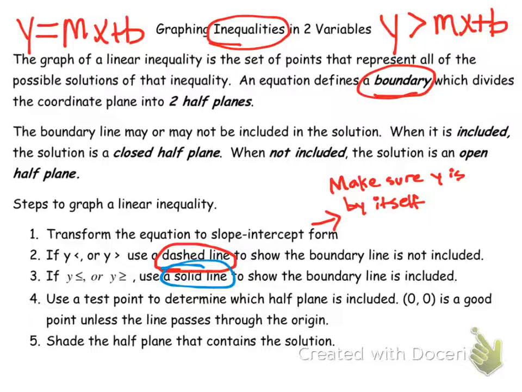And then number 4 is use a test point to determine which half plane is included, meaning which point would fit in your inequality. So a really good one to use is 0, 0, unless the line passes through the origin. Then you'll probably have to pick another one. And then the last step is shade the half that contains the solution. Now the shading part could be a little bit challenging because a lot of people get confused. It's not a left or right thing, it is an above or below thing. All right, so let's continue on with the notes on our next part.